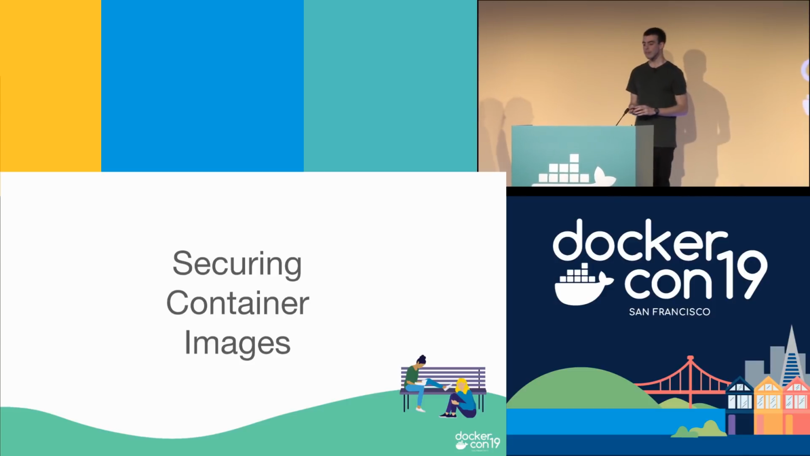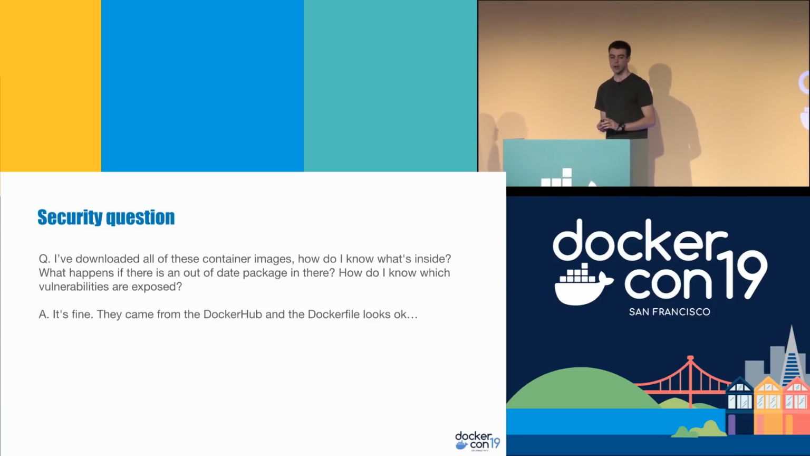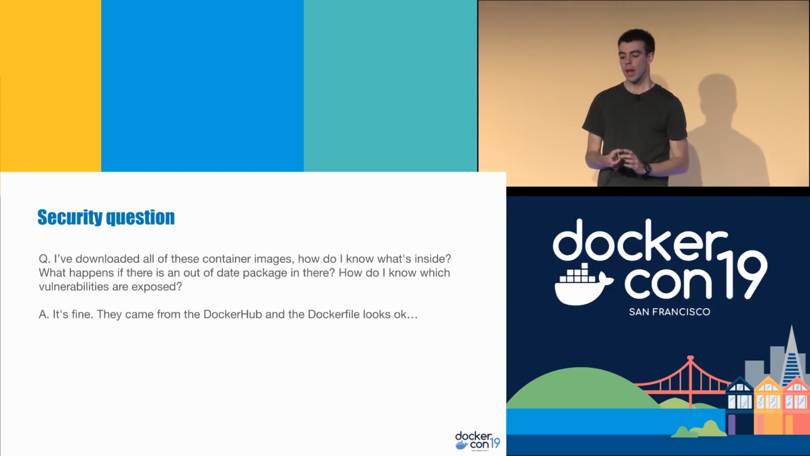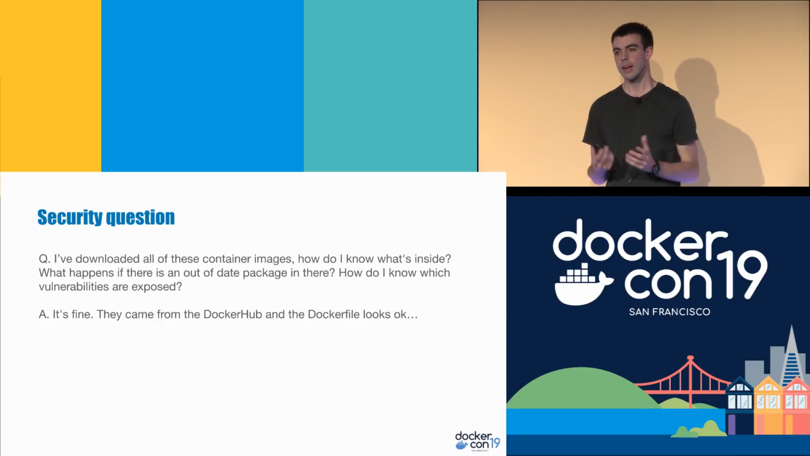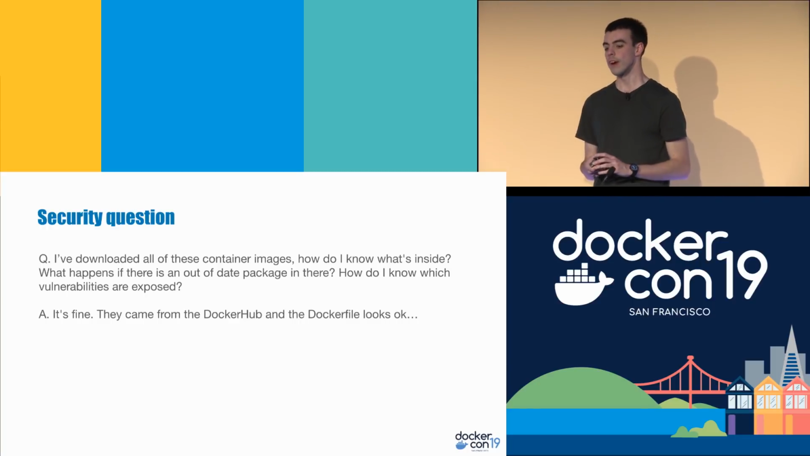Let's start at the first question that gets asked. I've downloaded all these container images, I've built all these container images. How do I actually know what's inside? How do I know there's a vulnerable package in there? How do I actually know what I've embedded?